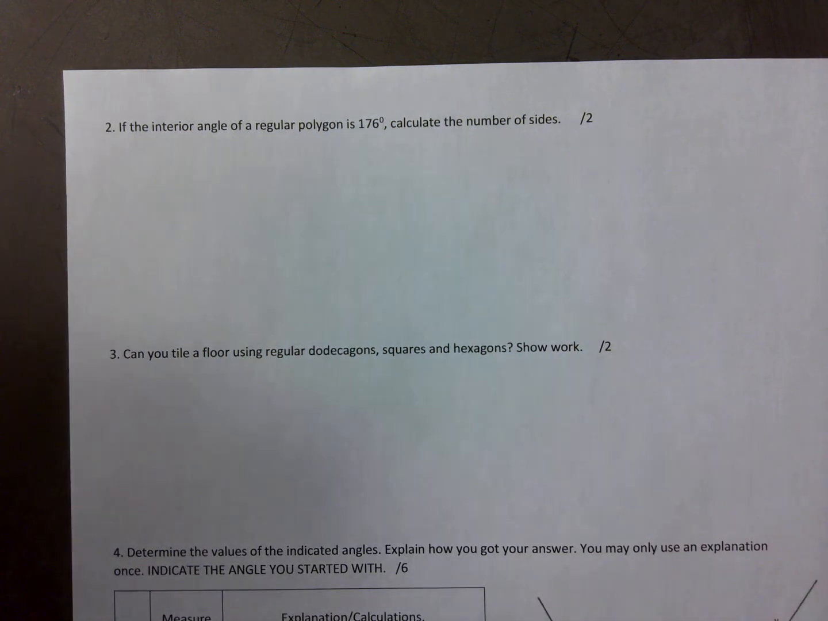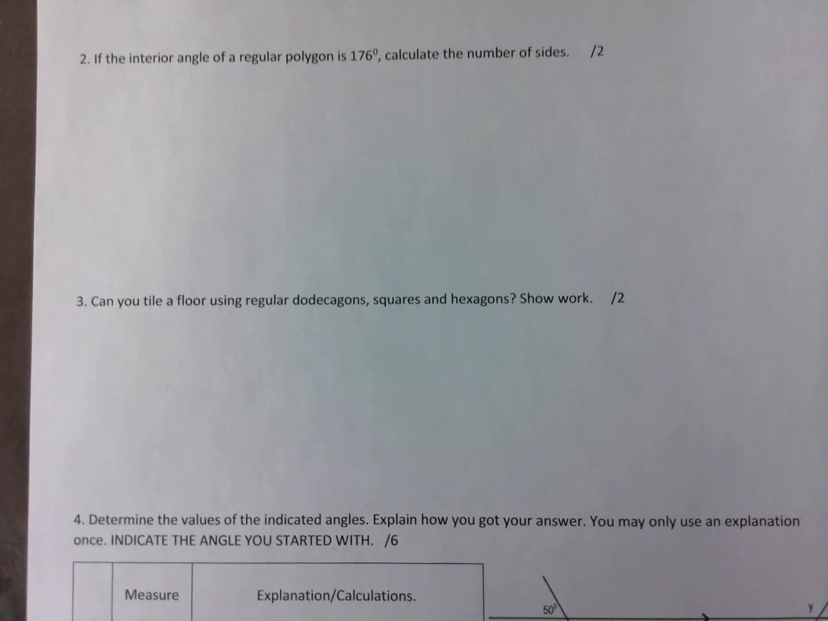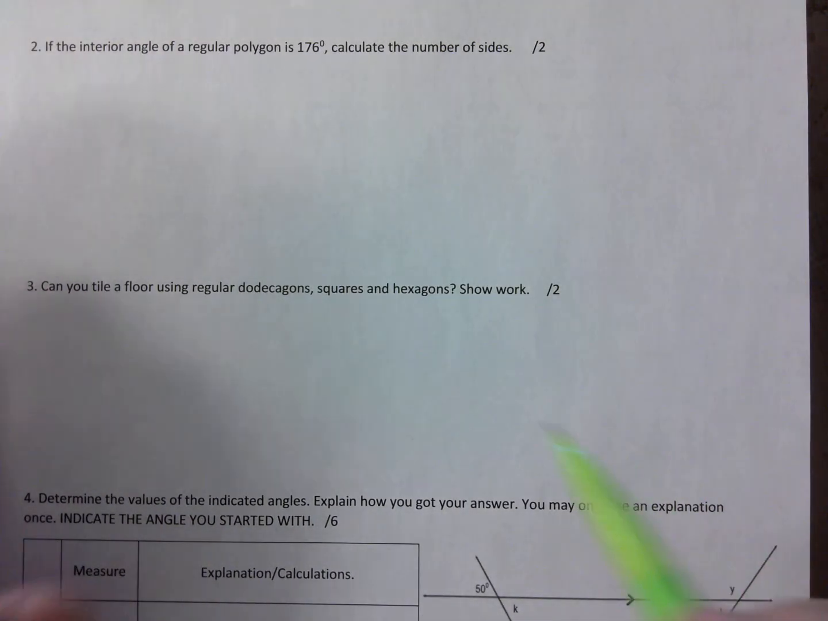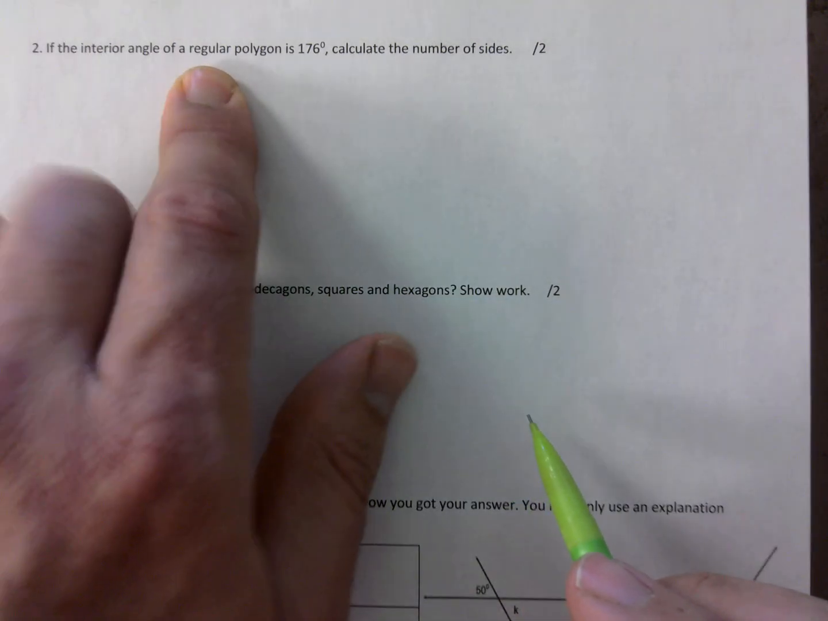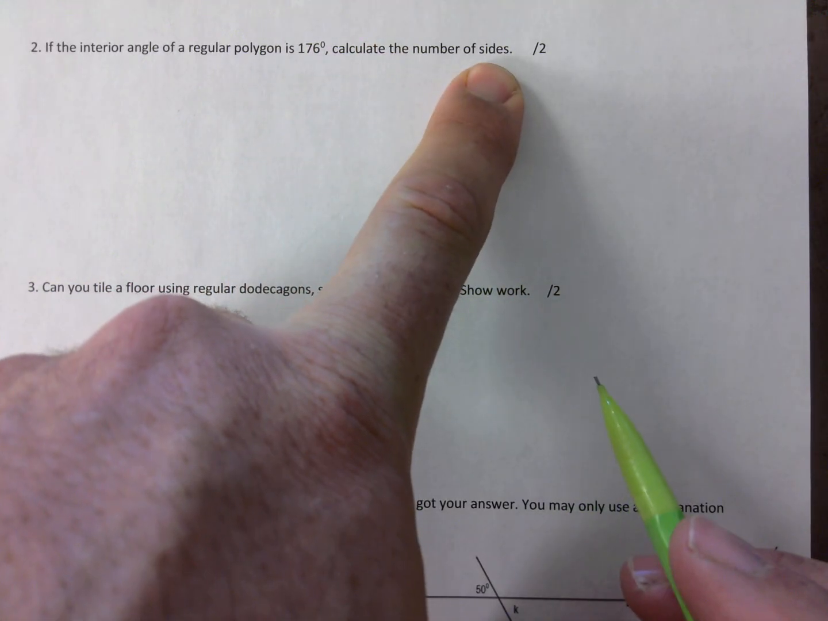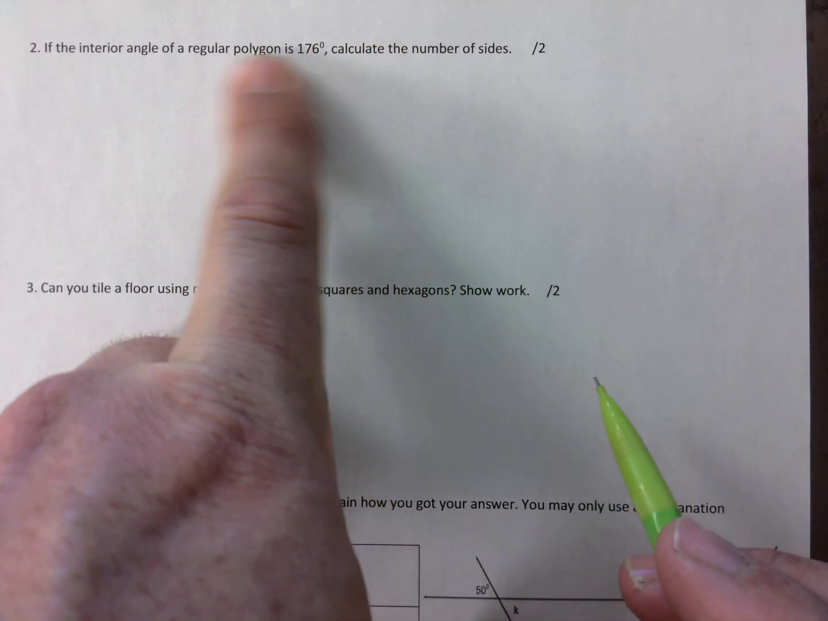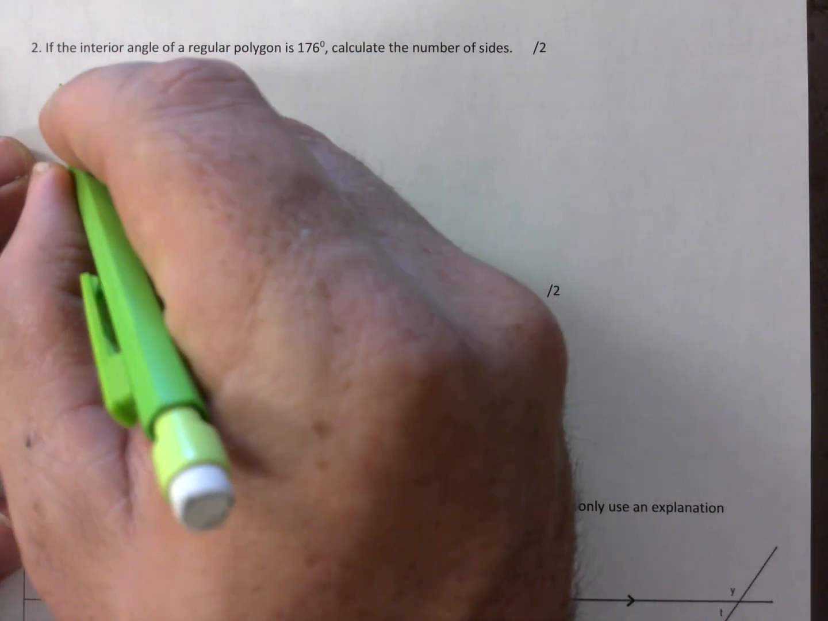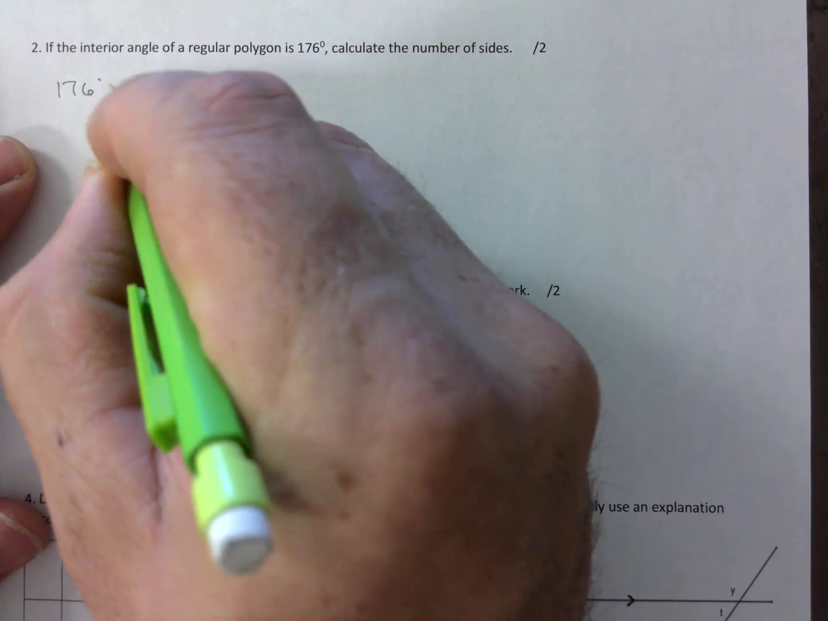We're good? 2. If the interior angle of a regular polygon is 176, determine the number of sides. You cannot do guess and check here, okay? You actually have to show me the work. So this is the one method.